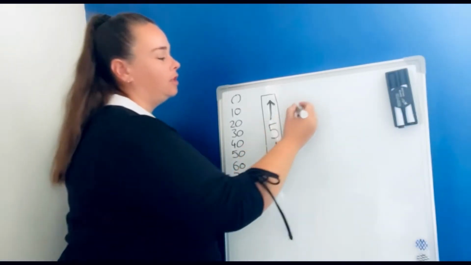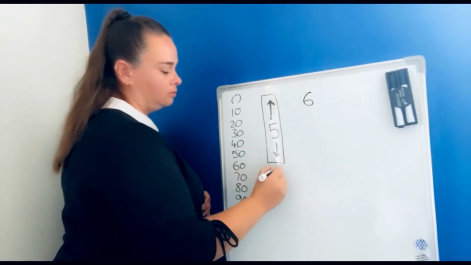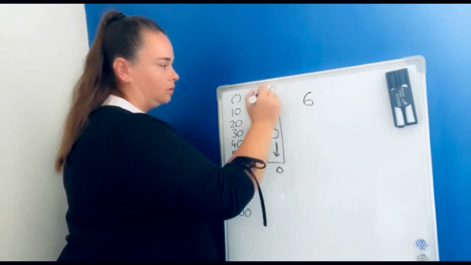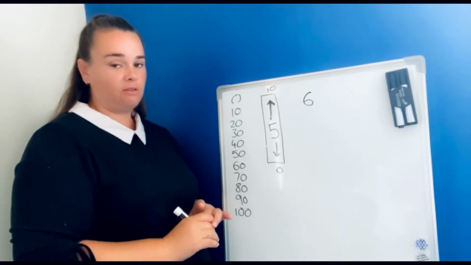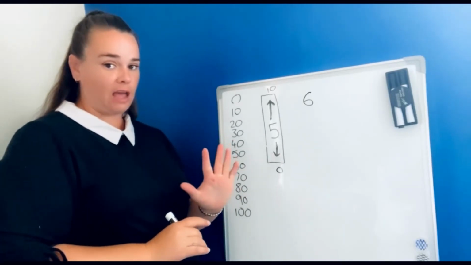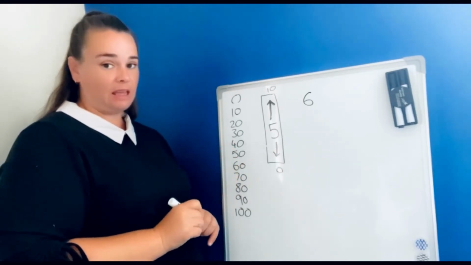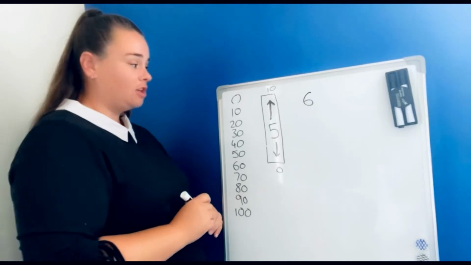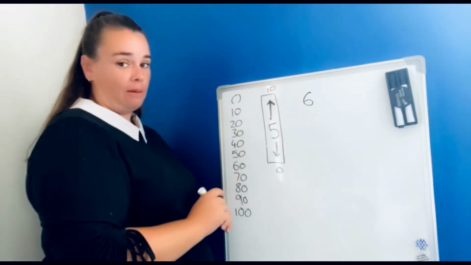How about the number 6? Is 6 bigger than or smaller than 5? So remember, we've got 5 and one more makes 6. So 6 is bigger than 5. So that means we are rounding it up to 10.